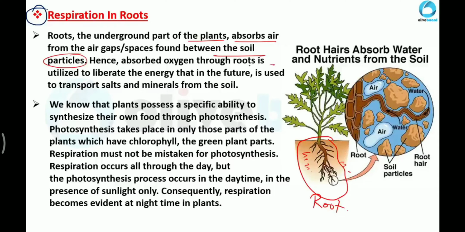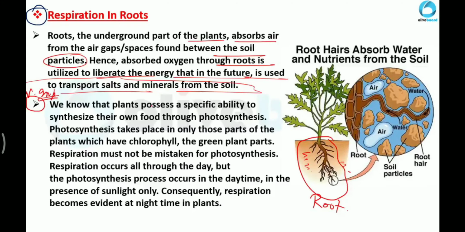Hence, the oxygen absorbed through roots is utilized to liberate the energy that in the future is used to transport salts and minerals from the soil, basically to complete their process of respiration. Now, this is a very important general point, so I wrote it down here, so that you can take a screenshot or whatever you want.